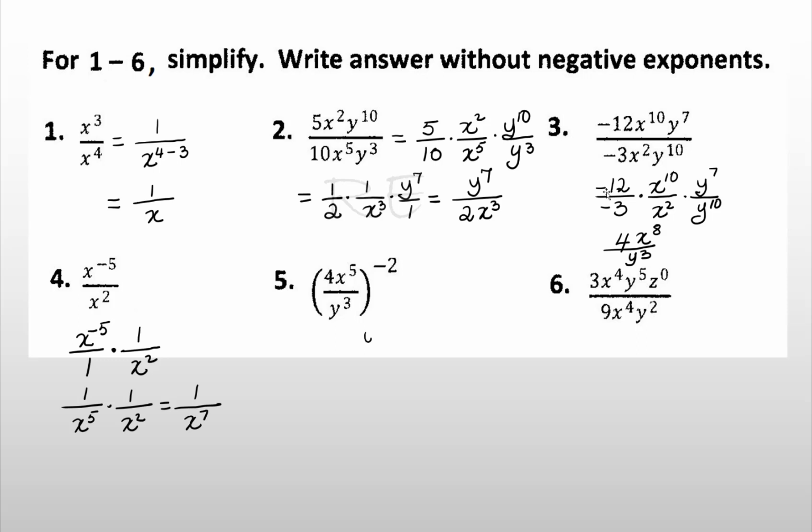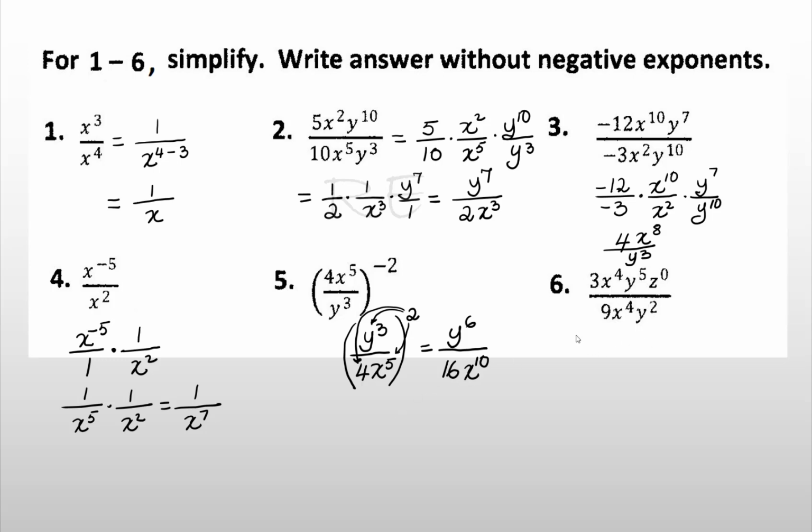For 5, we're going to flip and change the sign. When we flip, we get y cubed over 4x to the 5th. We change the sign, we get 2. Distribute the exponent 2 over y to the 3rd. We get y to the 3 times 2, which is y to the 6. Distribute the exponent 2 over 4. We get 4 squared, which is 16. Distribute the exponent 2 over x to the 5th. We get x to the 5 times 2, which is x to the 10th. And we're done.